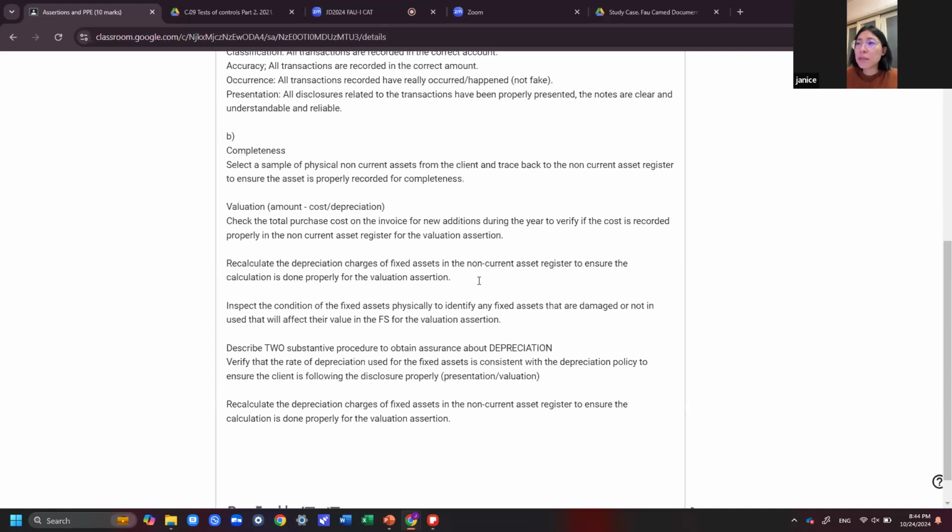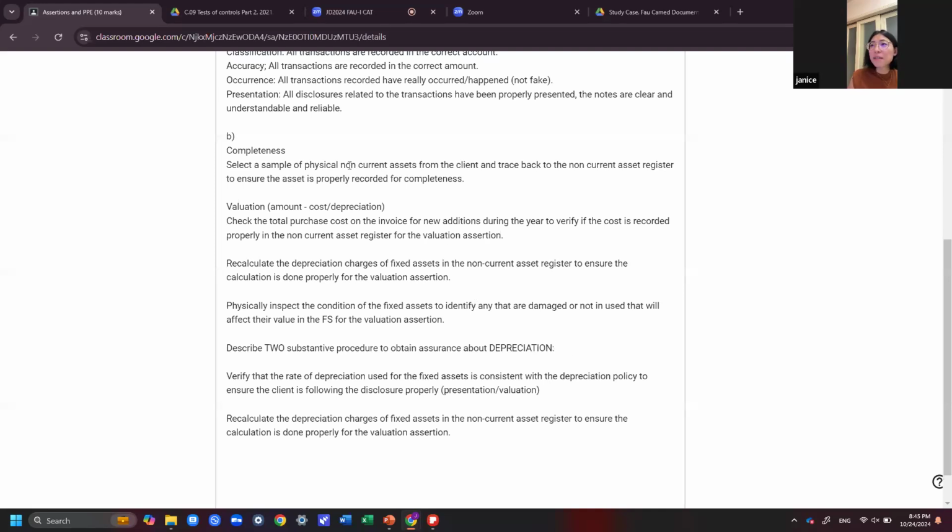Let me rephrase. I could probably just say physically inspect the condition of the fixed assets to identify any that are damaged or not in use that will affect their value in the financial statement for the valuation assertion. So that's something I would do. Okay. Is it clear for you guys? Is it okay?